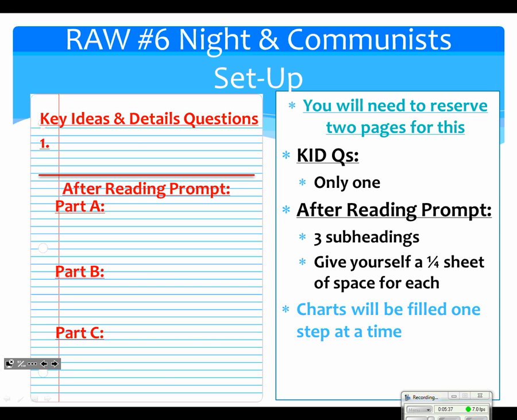Once you've got this set up, you're going to want your Springboard open to page 173. That's where today's text is going to be at. If you don't have your entire raw entry 6 set up, don't worry, you're going to see all of these tables show up again. They're just going to be in a different format.